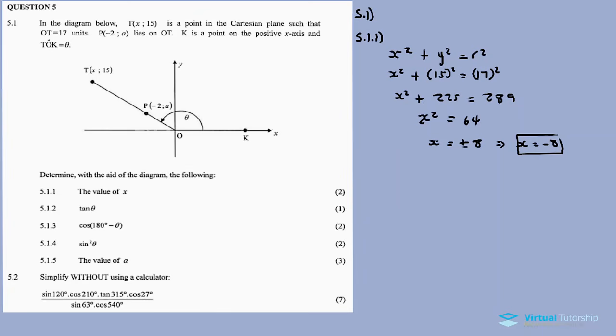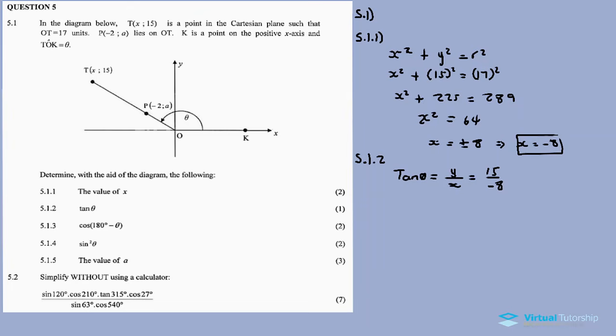5.1.2, we need tan theta. So tan theta is equal to opposite over adjacent, which is y over x. Now let's substitute the value for y, 15, and x, which we calculated to be minus 8. So 15 over minus 8 is our answer for 5.1.2.